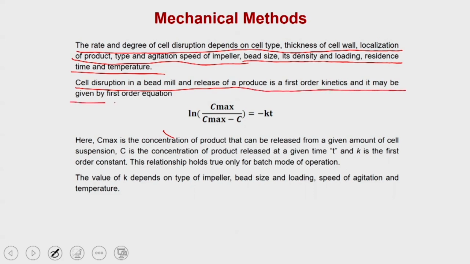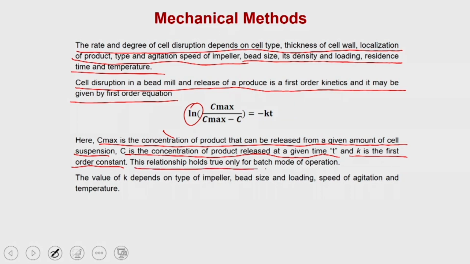and it may be given by the equation ln(C max / (C max − C)) = −kT, where C max is the concentration of the product that can be released from a given amount of cell suspension, C is the concentration of the product released at given time t, and K is the first order constant.